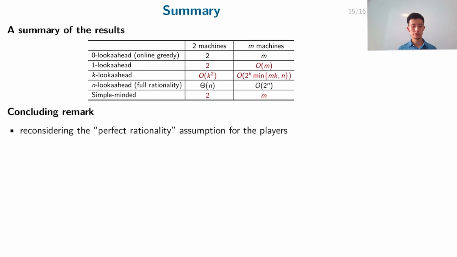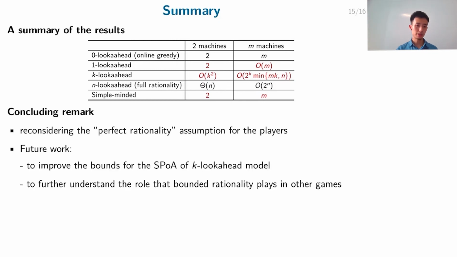So the main contribution of this work is the reconsideration of the perfect rationality assumption for the players. We propose two models to capture bounded rationality and prove that, indeed, a lower level of rationality of players may lead to a better equilibrium. Regarding future work, one can improve the bound for the SPOA for the k look-ahead model, and another direction is to study bounded rationality in other games to further understand the role that rationality plays in the games.